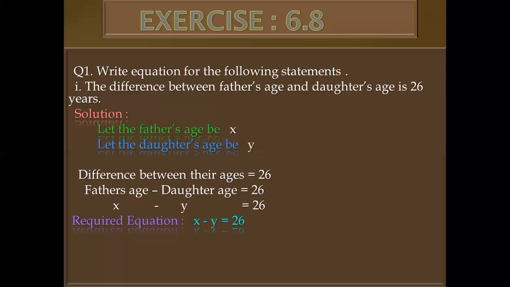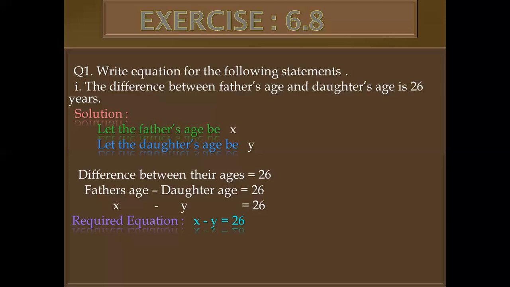First part is the difference between father's age and daughter's age. Two quantities are given, I mean father and daughter. It means we will take two variables, one for the father and the other for the daughter. We suppose that the father's age is x and the daughter's age is y. The difference means you will subtract these two numbers. Difference means minus, x minus y.